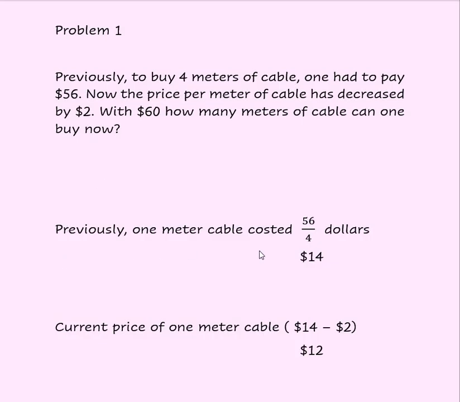Previously, 1 meter of cable cost this $56 divided by 4, or $14. Since the price per meter of cable has decreased by $2, we have to subtract $2 from this $14. So the current price of 1 meter of cable is the previous $14 minus $2, which gives us $12.